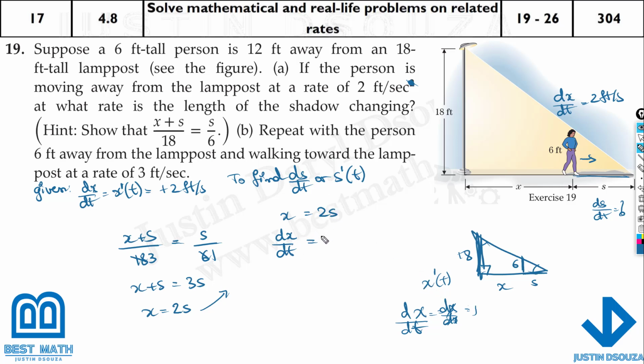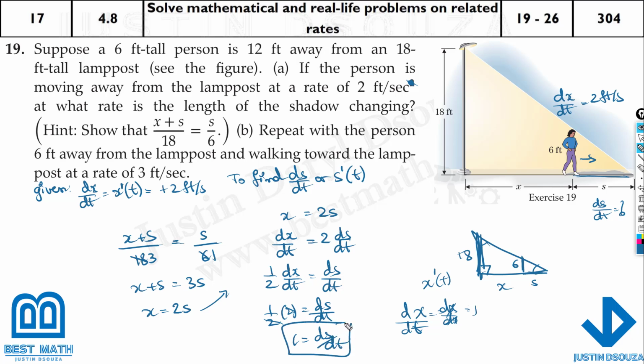So here dx by dt is equal to 2 times ds by dt, that is the shadow changing. Take the 2 to the other side, it will be half of dx by dt equals ds by dt. Now what is dx by dt? We have the value, it's 2, so half times 2 is equal to the rate of change of the shadow. The dt cancels off, and your answer is 1 equals ds by dt. That is the rate at which the shadow is changing. It's 1 foot per second. That's increasing, because he is going towards the right side.